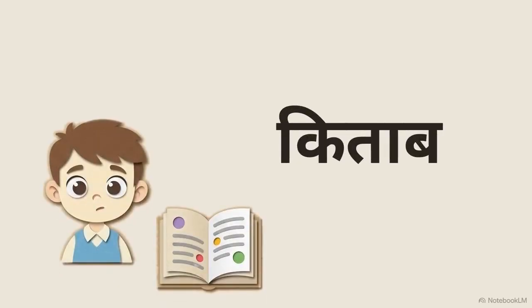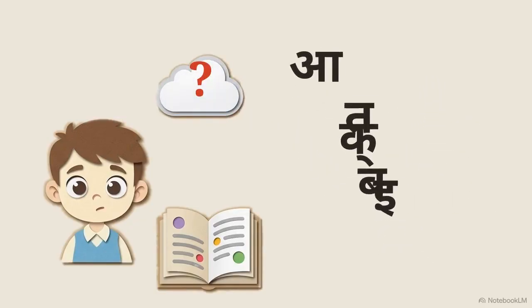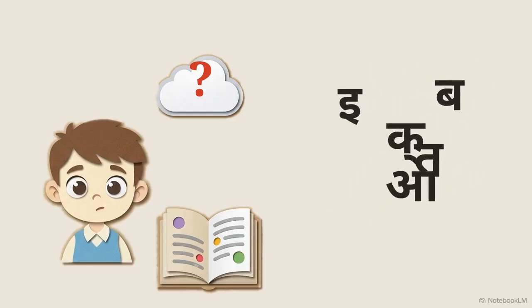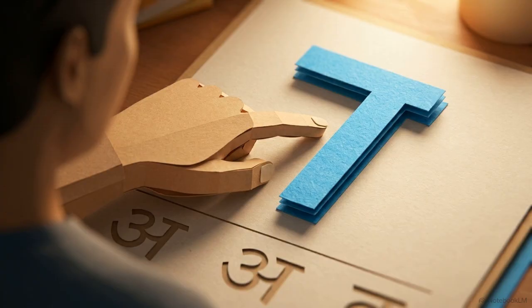We've all seen this in the classroom. A young student looks at a simple word like kitab and freezes. They begin breaking it down into tiny disconnected pieces, sound by sound. K, I, T, A, B.